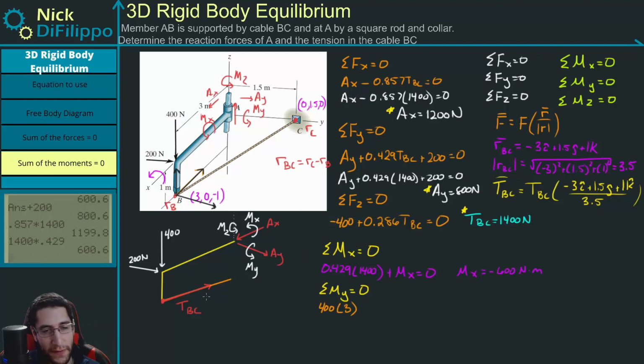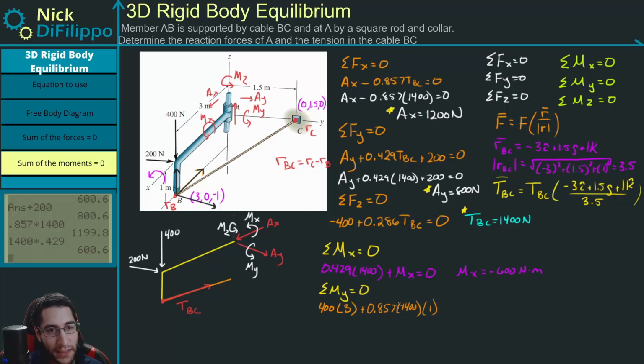times this perpendicular distance, which is 3. And then we have TBC. What forces of TBC do we have? We don't have this y component because it's parallel. We have the x component and the z component. So the x component is going to be positive, and it's going to be plus 0.857 times 1400 times 1. That 1 is the perpendicular distance. If I extend this out, that perpendicular distance to the y-axis right here is 1 meter.